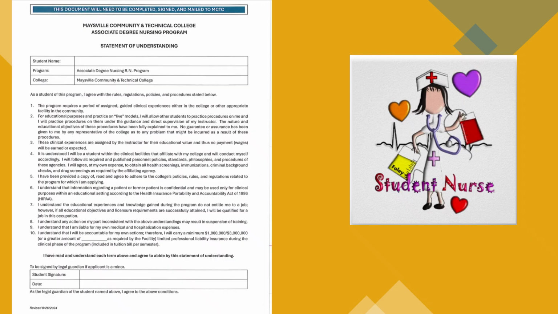Breaking HIPAA can result in a huge fine for students, up to $250,000 of your money. It wouldn't be covered under the liability insurance. So we all live in small towns. MCTC is basically every campus is in a small rural area, and everybody knows everybody.